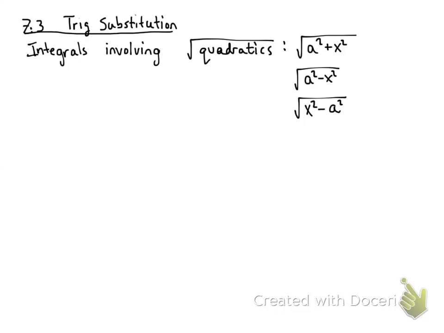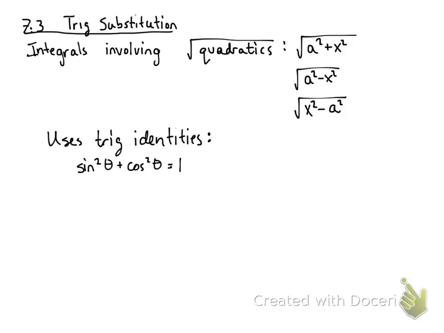So anytime you have a quadratic under the square root, you can complete the square and do other things to get it to look like a variant of one of these three. And we'll see how to deal with them in more detail in class. But the idea with trig substitution is we're going to use trig identities. These particular trig identities have these lovely quadratic forms.